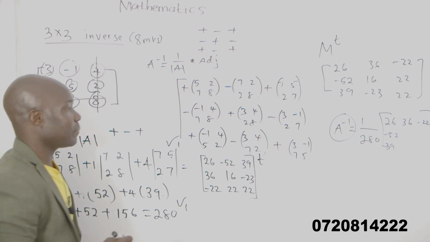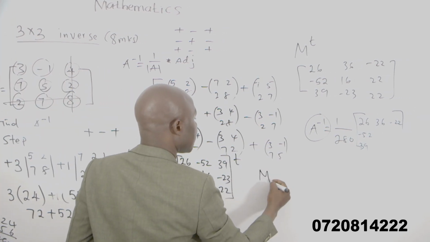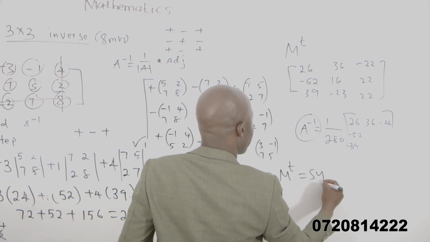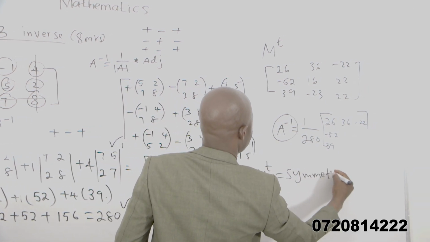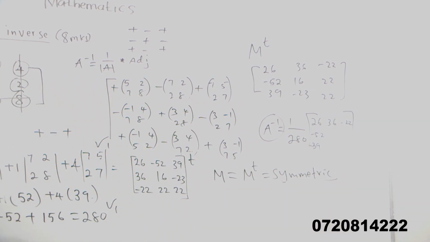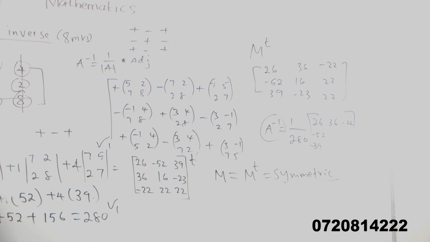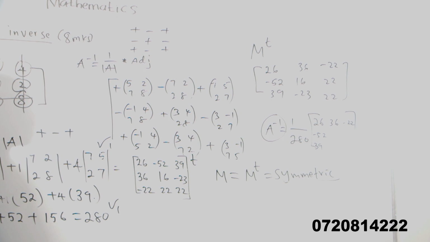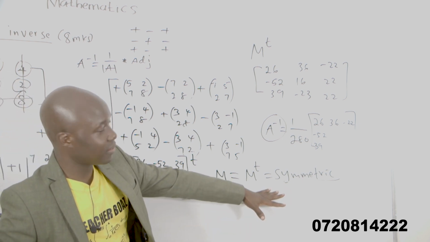But remember one thing, if you find a matrix is the same as its transpose, we call it a symmetric matrix. Anytime you transpose, turning all the rows into the columns, then find it's the same as that matrix, we normally call it a symmetric matrix.